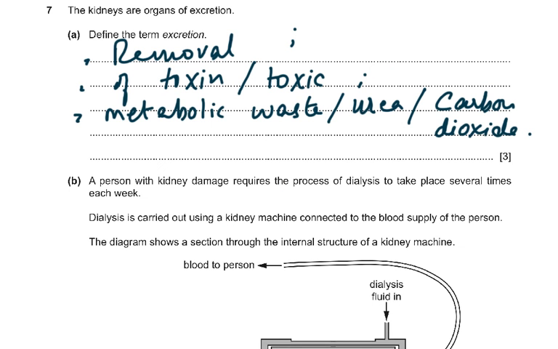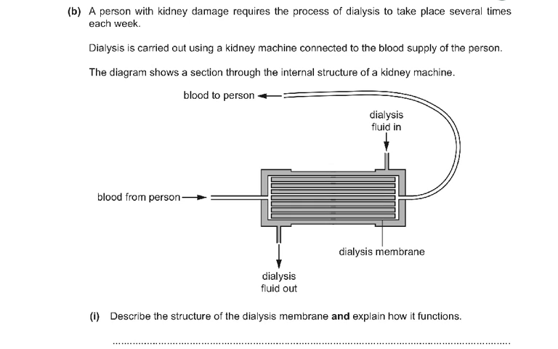The kidneys are organs of excretion. Define the term excretion: removal from the body of toxic metabolic waste. I mean, that's the definition that we remember from the syllabus. But the toxic metabolic waste is what? Urea and carbon dioxide. So this was a 3 mark question, and there's a very narrow marking scheme. You had to say removal from the body of toxins or toxic metabolic wastes, and the metabolic wastes are urea and carbon dioxide.